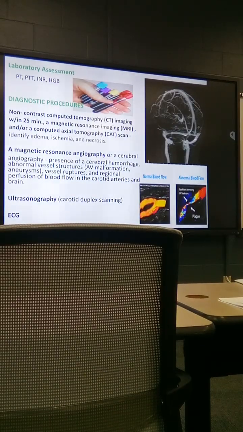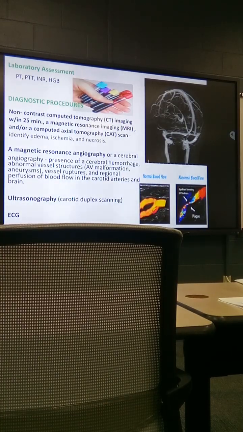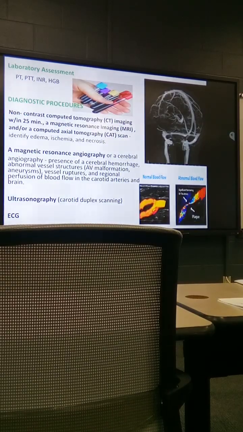Hemoglobin. Is their hemoglobin low? Is it under whatever number? Is that why they're having a stroke? Because maybe they're not getting enough blood flow to the brain. Maybe it's because of low hemoglobin.